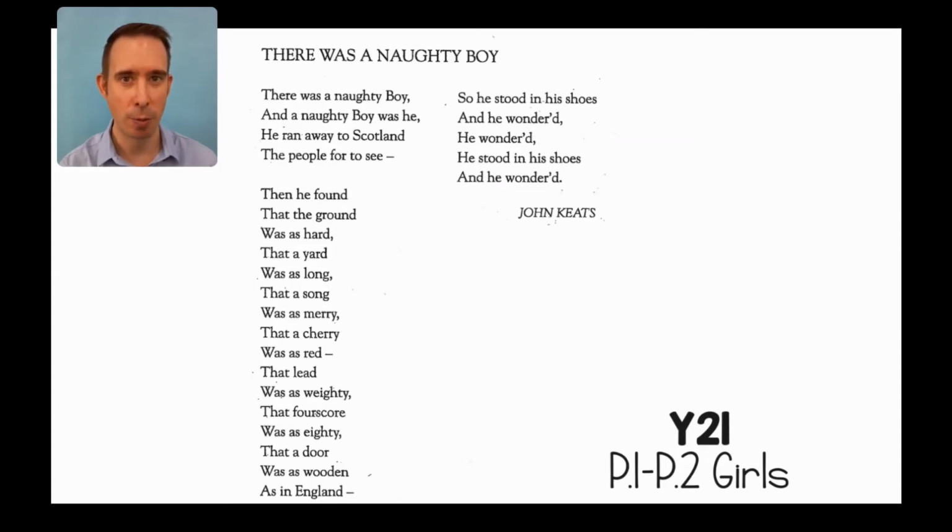Today we have another poem for us to learn. This one is called There Was a Naughty Boy. That's a good one. And it's number Y21 for P1 and P2 girls. So we're going to read it 2 times.